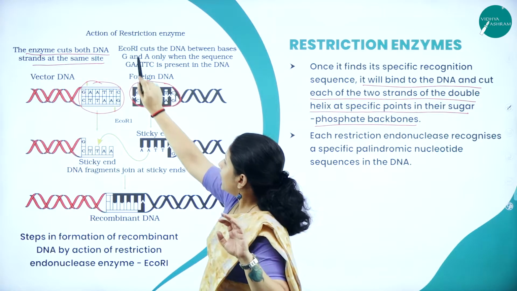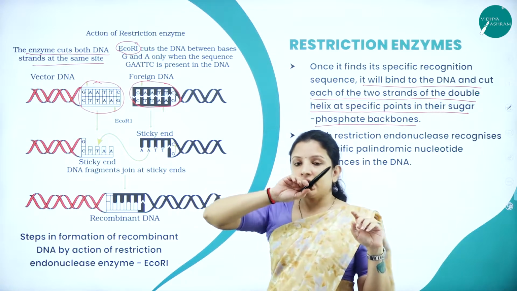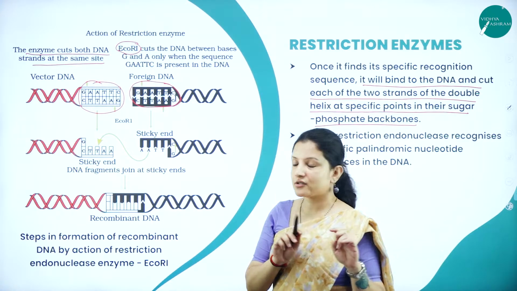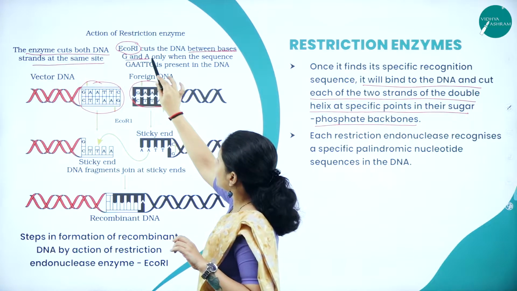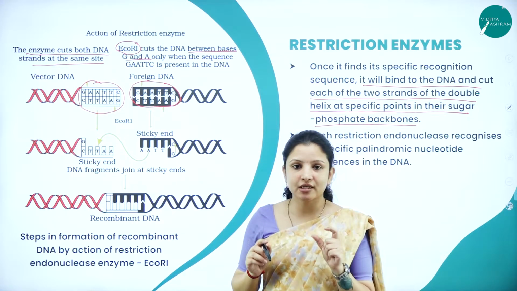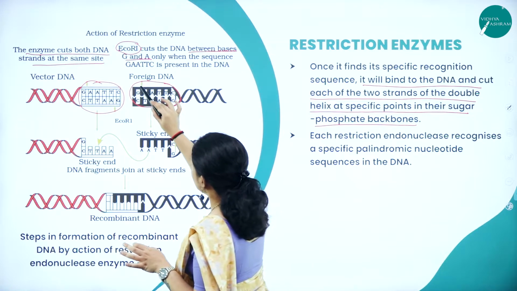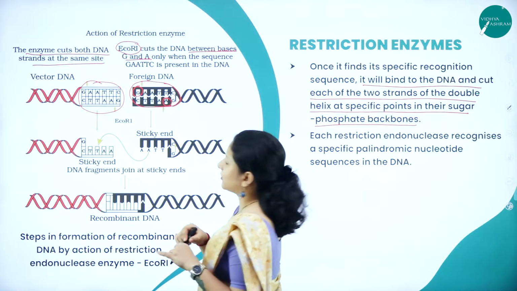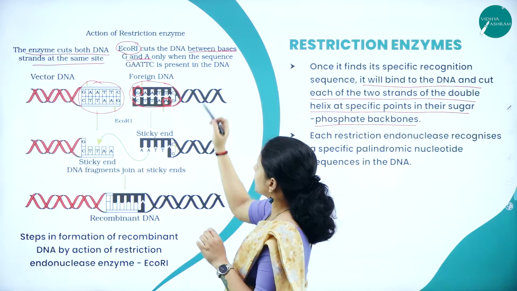Therefore, EcoRI was a restriction endonuclease enzyme which was isolated from the Escherichia coli RY13 strain, right? That cuts the DNA between the bases G and A. I told you each restriction enzyme is specific at the sites where it cuts. So where does it cut? Between G and A. It will cut on both the strands. So between there it will cut the strands on the foreign DNA.